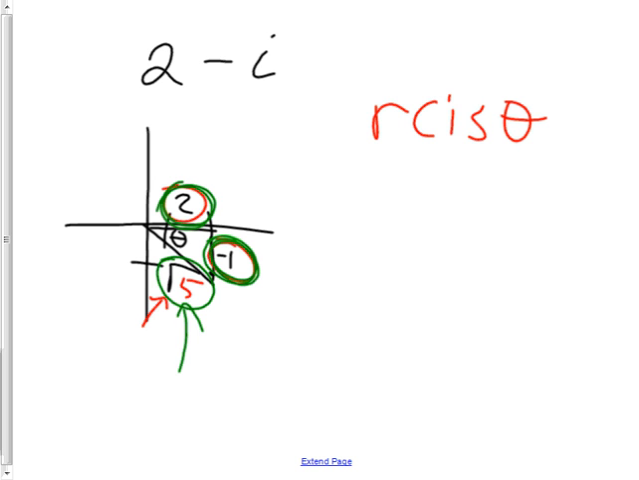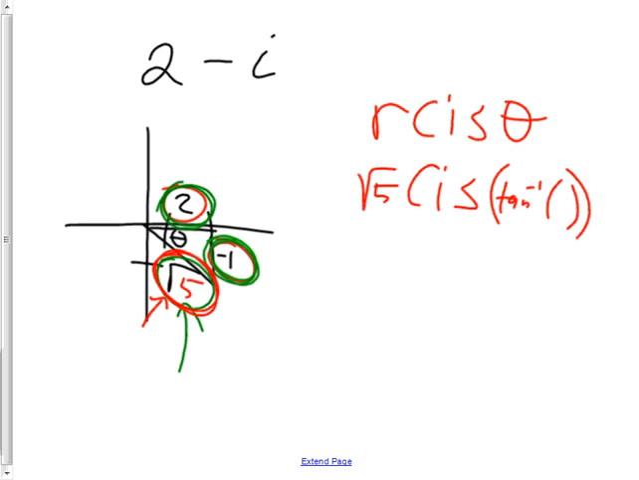This thing is called the modulus, but we stick it in the r spot. Okay? So it's square root of 5, cis, and theta. Well, I don't know what to put, but I know it's an angle, and it's an angle that I could get by doing what? Inverse tan of what? Negative 1/2. There you go.